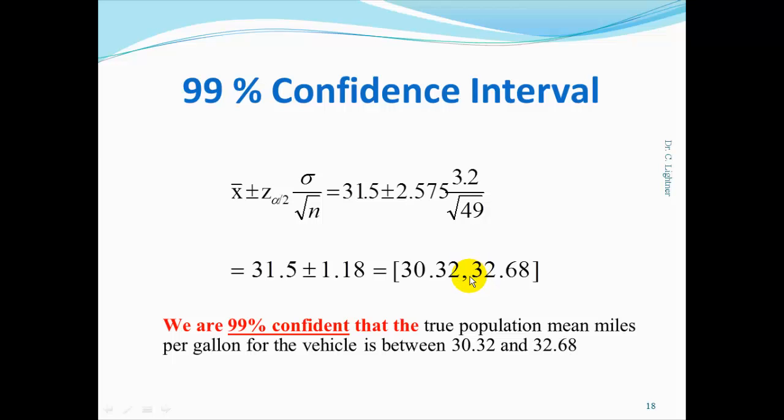This gives us the confidence interval 30.32 until 32.68. So we can state that we are 99% confident that the true population mean miles per gallon for the vehicle is between 30.32 and 32.68 miles per gallon.